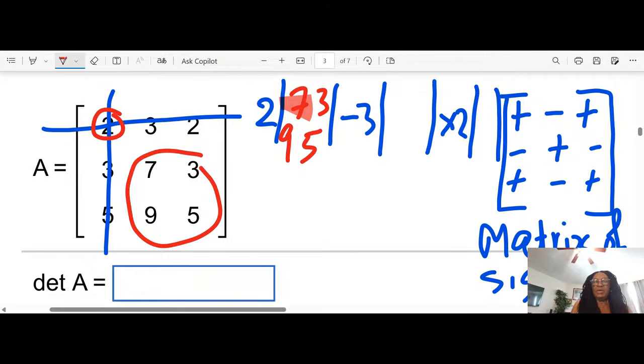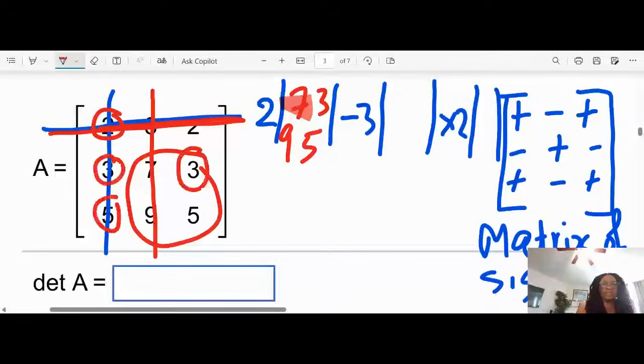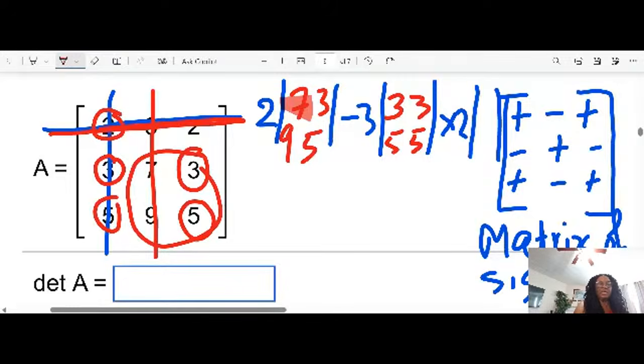Now for negative 3, I will have this 3 here, and I will cancel. Therefore, the 2 by 2 matrix for 3 will be 3, 3, 5, 5.